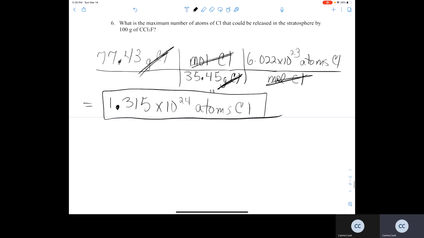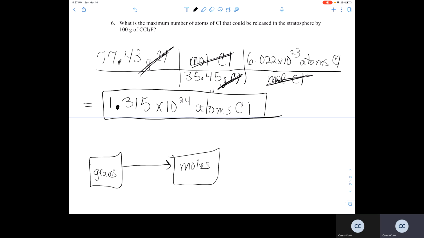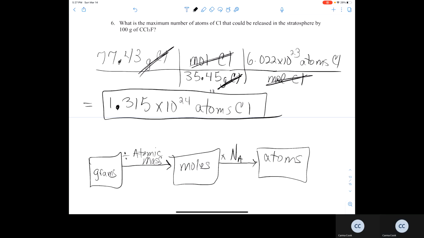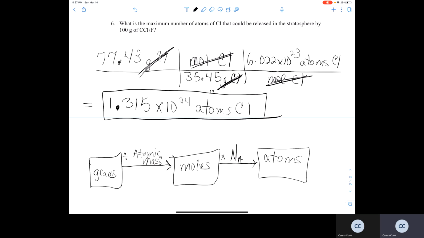So what we did, we took grams of chlorine, 77.43. We convert it to moles by dividing by the atomic mass of chlorine. And then we convert the moles of chlorine to atoms of chlorine by multiplying by Avogadro's number. And that brings us to the end of part 1, chapter 4, pre-class lecture.